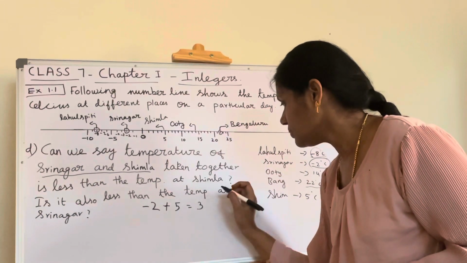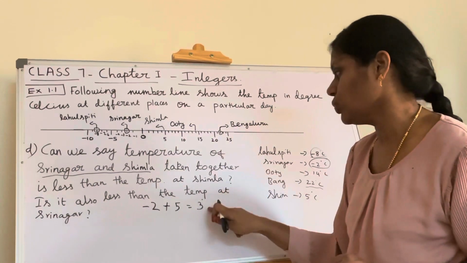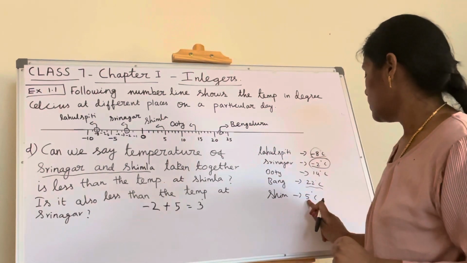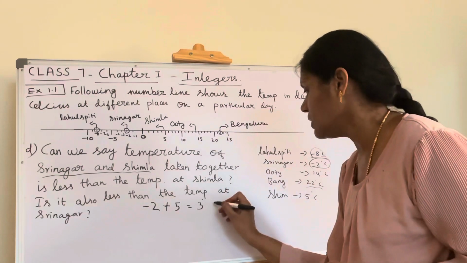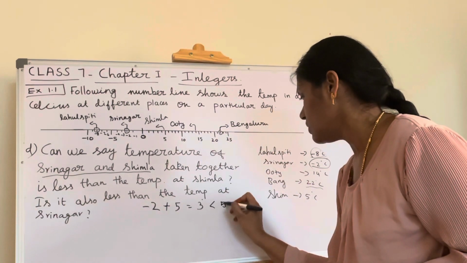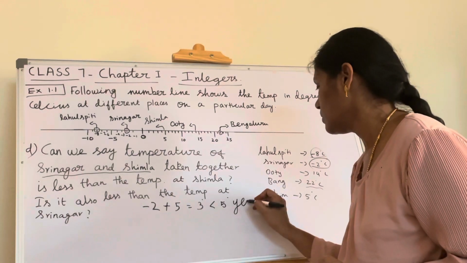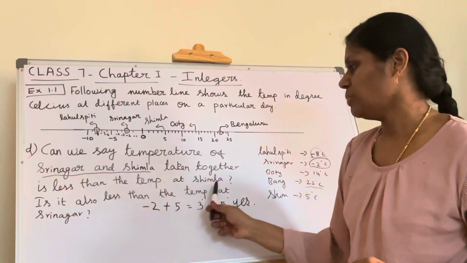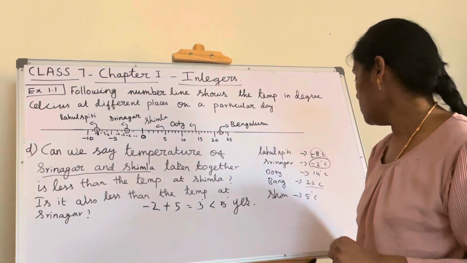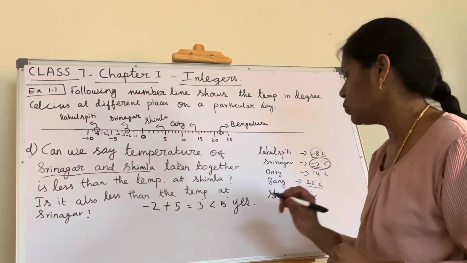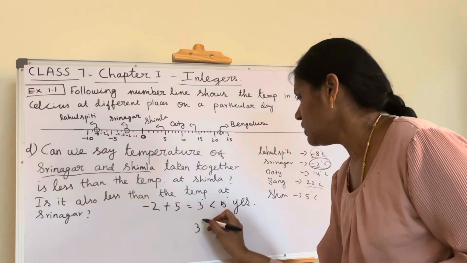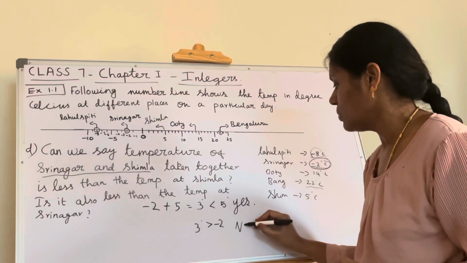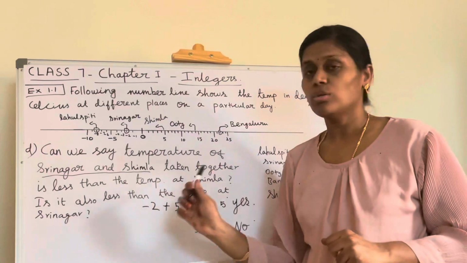So this is the temperature taken together. What's the question? Is it less than the temperature at Shimla? So it is 5 degree, right? So 3 degree is less than 5 degree. So the answer is yes. The next question, is it also less than the temperature at Srinagar? What's the temperature of Srinagar? Minus 2. So 3 degree is greater than minus 2. So the answer here is no. That's all about part D.